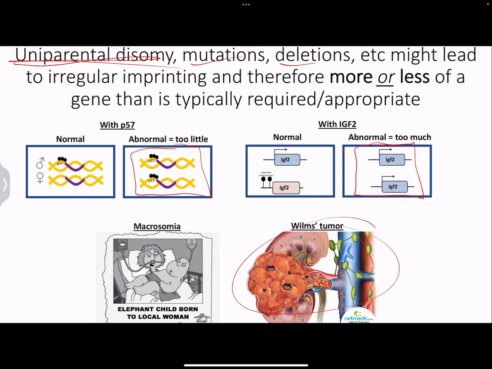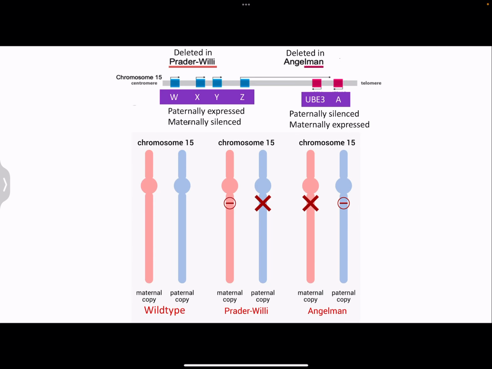That's cancer. And so Wilms tumor is a common renal cancer that kids get due to imprinting issues, sometimes due to mutations, deletions, often due to uniparental disomy. So Prader-Willi and Angelman is a similar thing as well. These are more imprinting diseases.